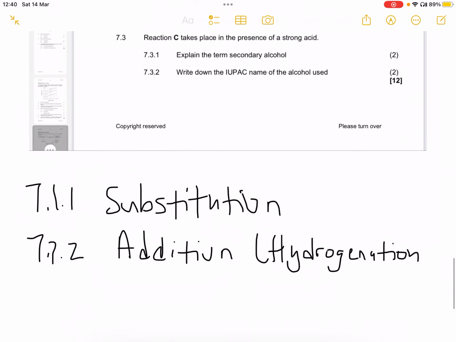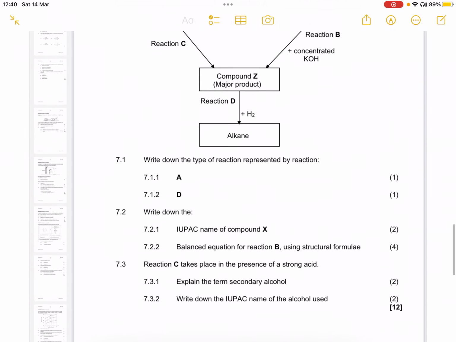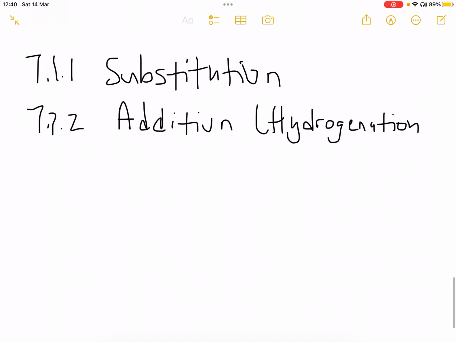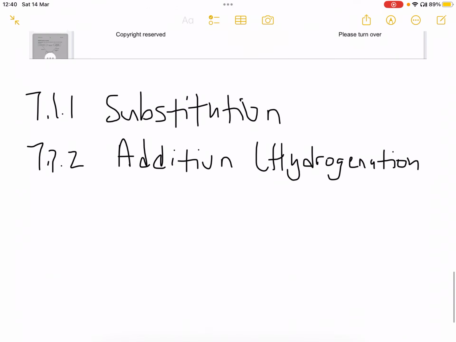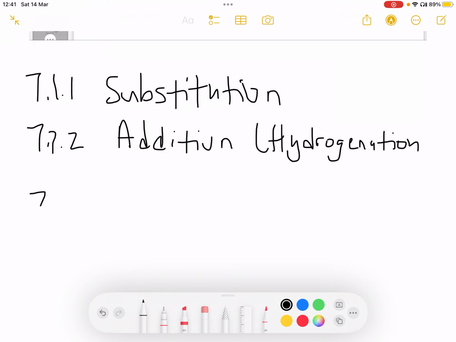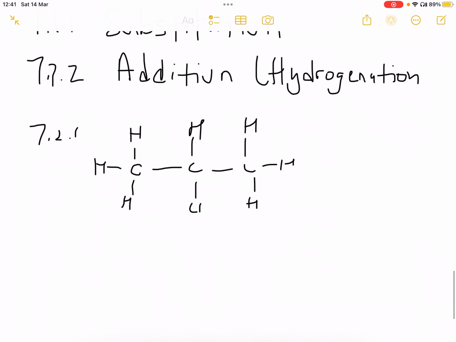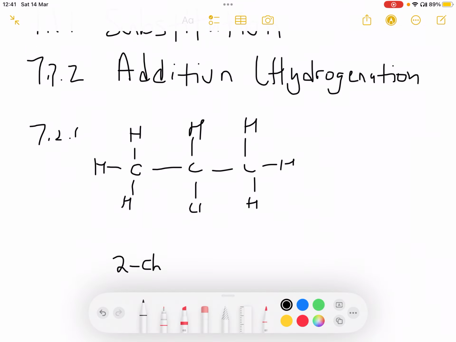And then we have 7.2.1. They say write down the IUPAC name of compound X. Compound X is that compound after the first reaction A. So we first write it down: it's a CH3, so we put our structure with a CH and a Cl and a CH3. That gives us 2-chloropropane.